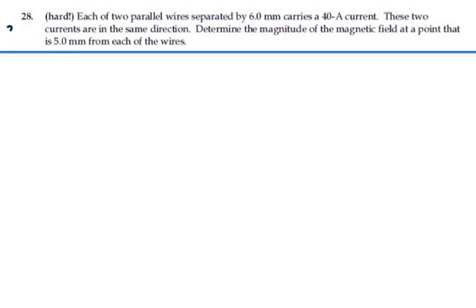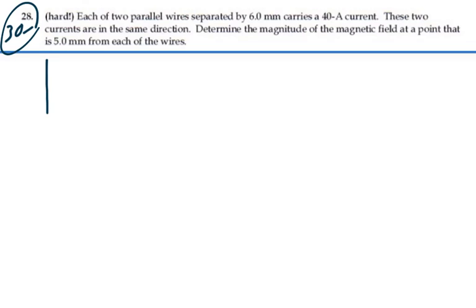Here's problem 3028. Each of two parallel wires separated by 6 millimeters carries a 40 amp current. These two currents are in the same direction. Determine the magnitude of the magnetic field at a point that is 5 millimeters from each of the wires.